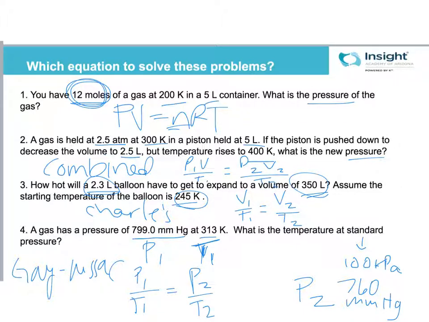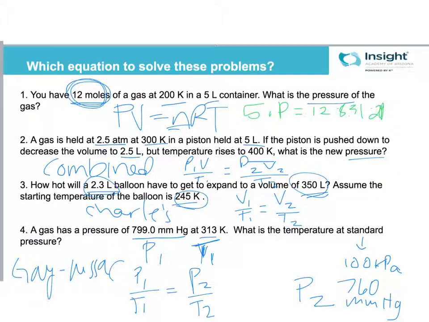I did say I would solve one. If you've got the solving part down, you don't necessarily need to watch this, but for this first one, I've got 5 times pressure equals 12 times, let's see, my R value, I can choose either one. That's just going to dictate what my pressure units will be. So I'm just going to use 8.31 times 200. So 12 times 8.31 times 200.